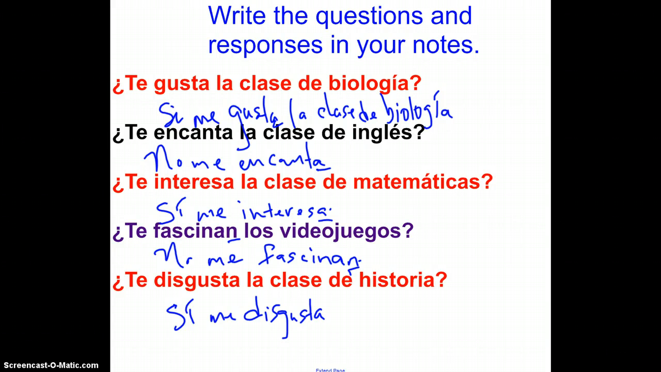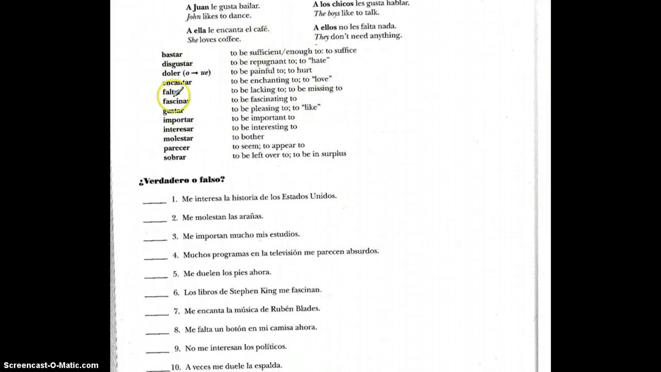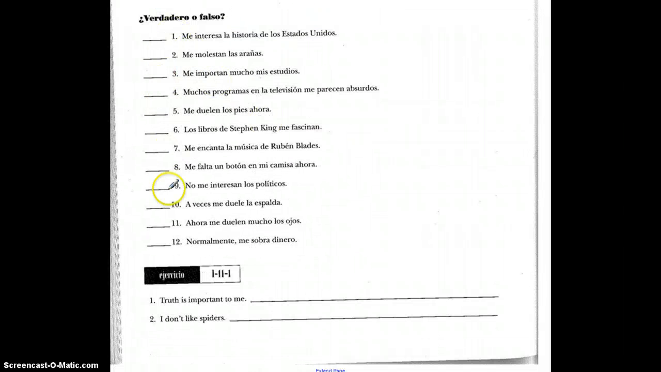You have a worksheet that Señor Irvin has given you. Why don't I do some of the examples with you? So this worksheet, up at the top, includes all of the vocab words that you already wrote down, just in case you missed them, okay? And then there's a verdadero and falso part here. I'm not going to worry too much about this part right now. I'm going to do some examples on these actual writing parts here.